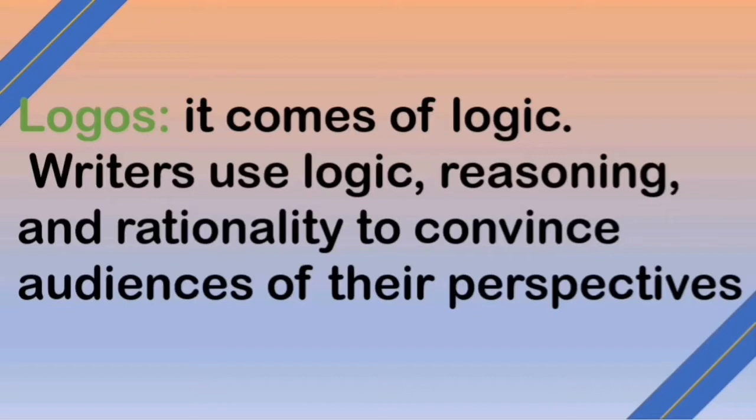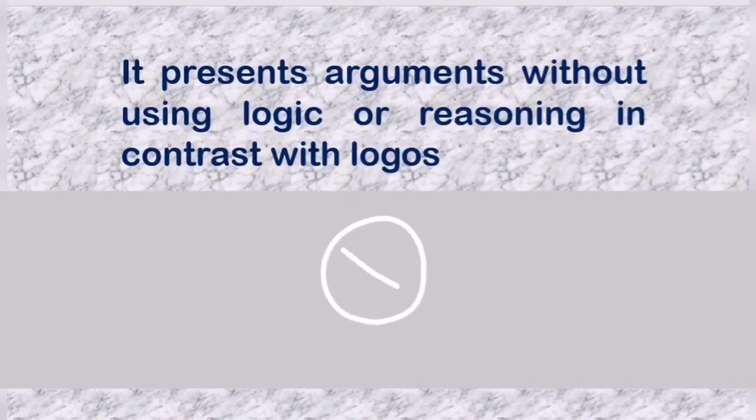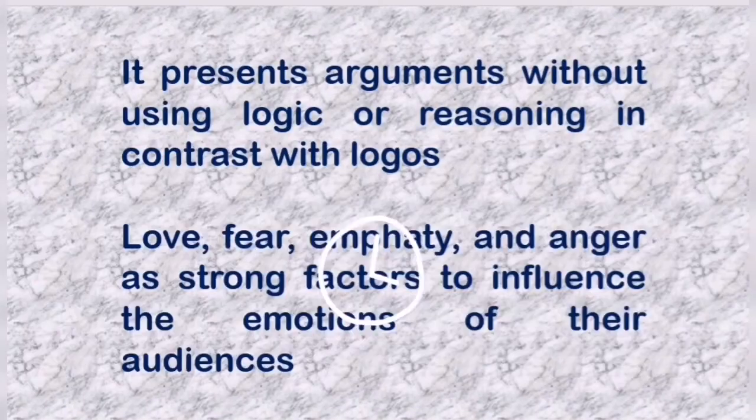Logos, as the second one, comes from logic. Therefore, writers use logic, reasoning, and rationality to convince audiences of their perspectives. Pathos, as the third one, invokes and appeals to the emotions of the audience as it presents arguments without using logic or reasoning, in contrast with logos. Love, fear, empathy, and anger are strong factors that some writers use to influence the emotions of their audience.